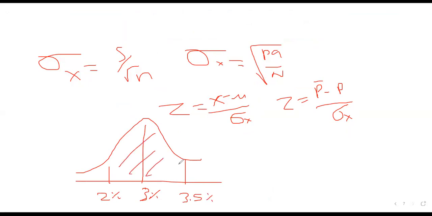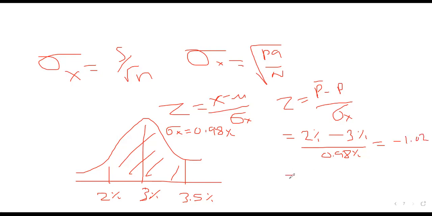So looking at the proportion within here, our standard error is 0.98%. Knowing the percentage, we want to find the lower bound. We're going to have 2% minus 3% divided by 0.98. We can know the percentages in that case. So the lower bound will give you negative 1.02.